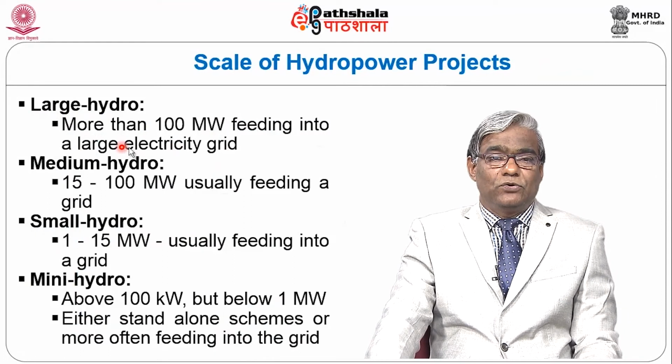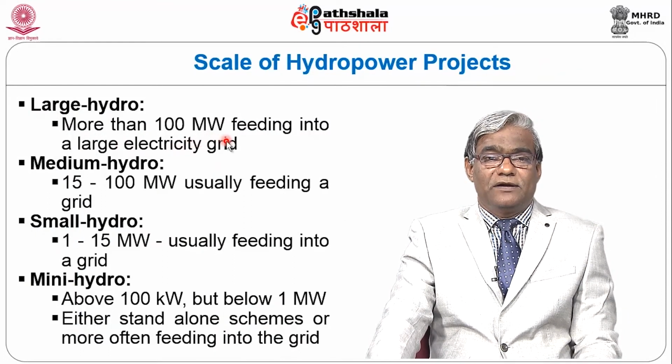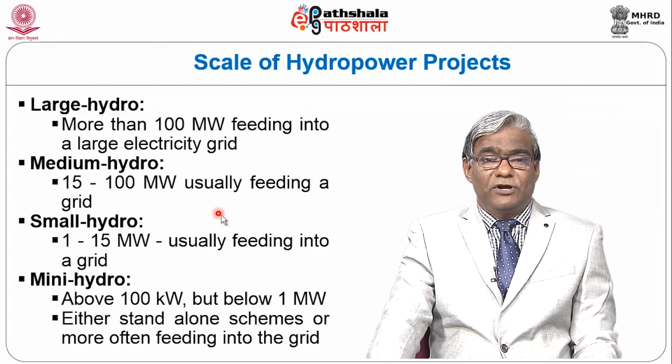And the large hydro, more than 100 megawatt, feeding into a large electricity grid like Mettur Dam or Krishnaraj Sagar Dam, which has high capacity, and it feeds into a large electricity grid. Medium hydro, that is 15 to 100 megawatt, usually feeding a grid. Small hydro, 1 to 15 megawatt, usually feeding into the grid.